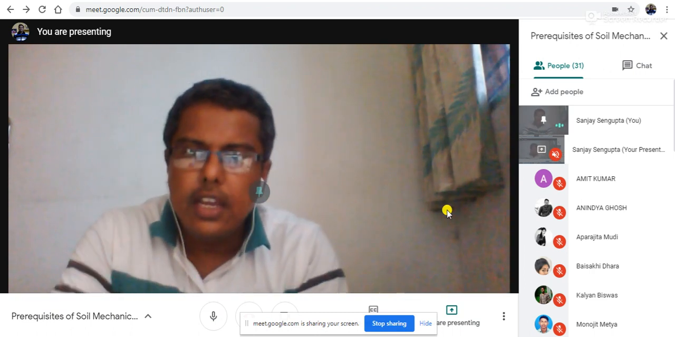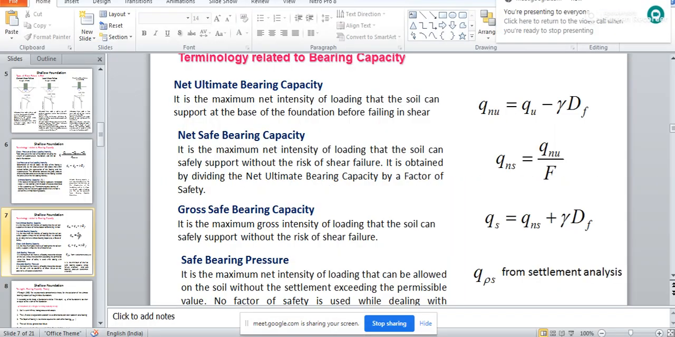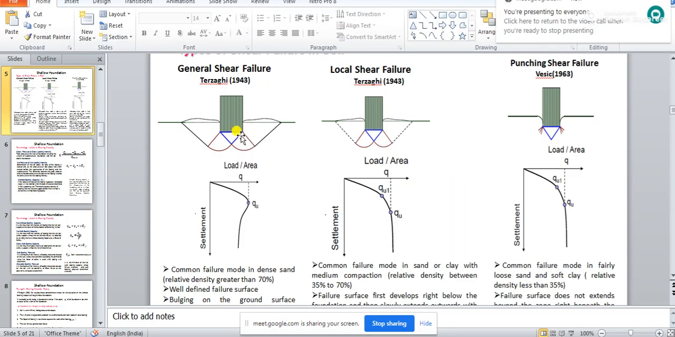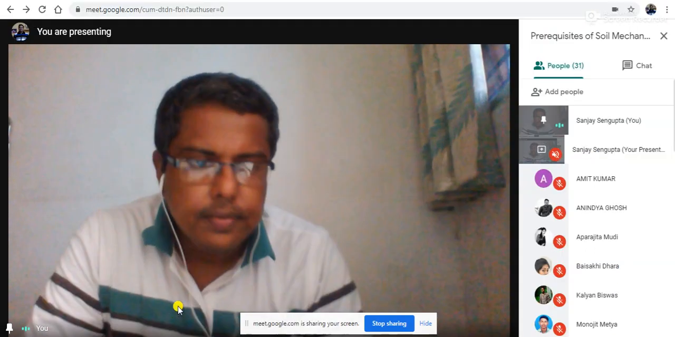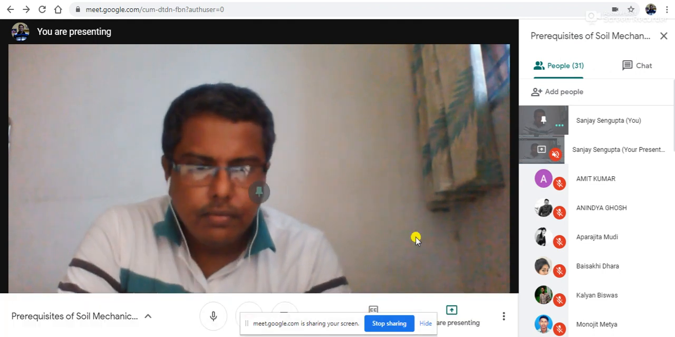That is what you have seen in the case of general shear, local shear. See, this is your footing, and let's say at this level, then if the load is coming, along with the foundation, this wedge will also go down, this wedge will also go down, and that is actually settlement. Okay, anything else? No, sir.